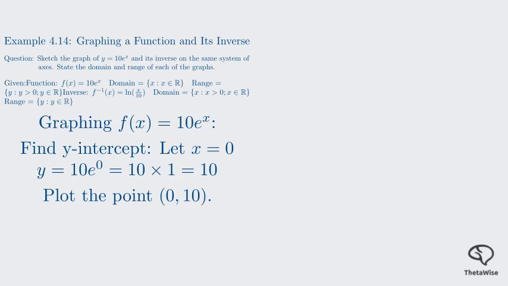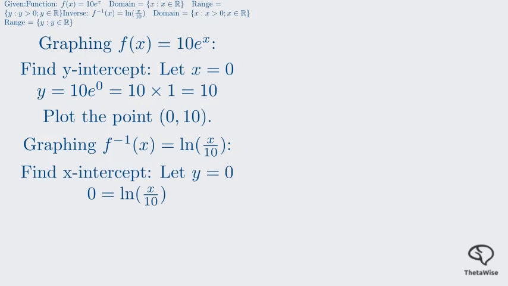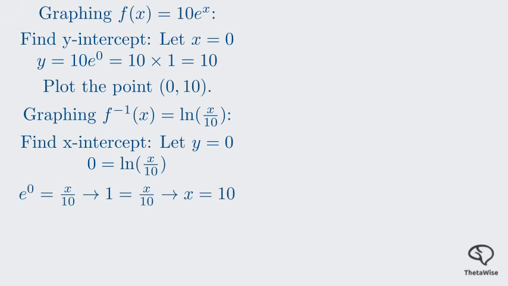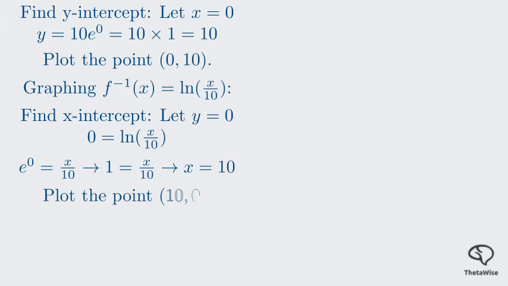Now for the inverse function. For the inverse, f inverse of x equals the natural log of x over 10, we'll find the x-intercept by plugging in y equals 0. To solve this, we need to remember the definition of a logarithm. For the natural log, that means e to the power of the right side equals the inside. So e to the 0 equals x over 10. Since e to the power of 0 is 1, we get 1 equals x over 10. Multiplying both sides by 10 gives us x equals 10. So the x-intercept for the inverse is 10. The graph passes through the point (10, 0).